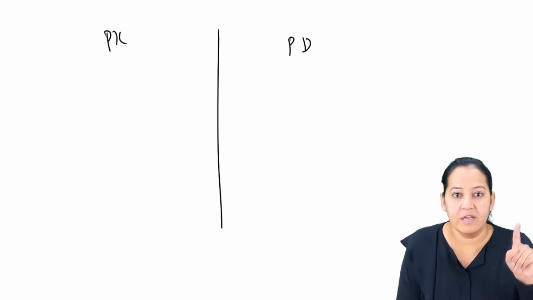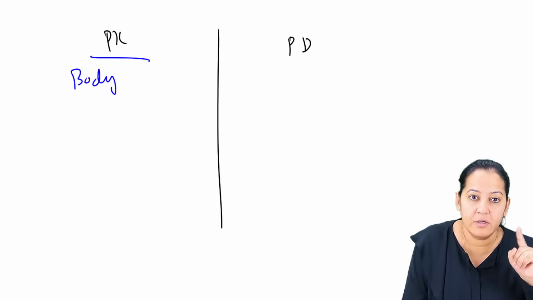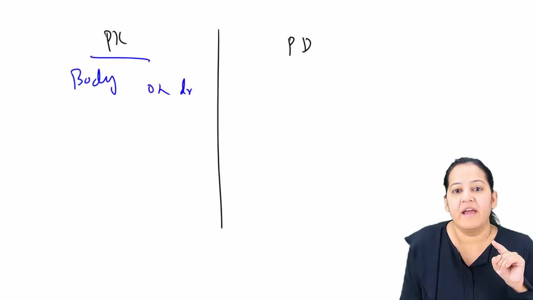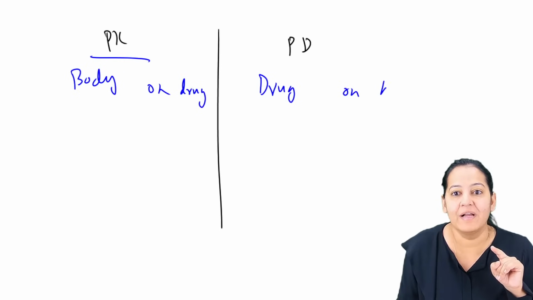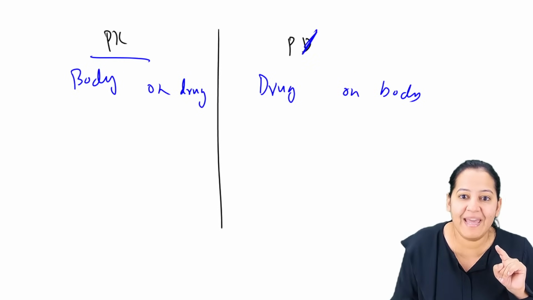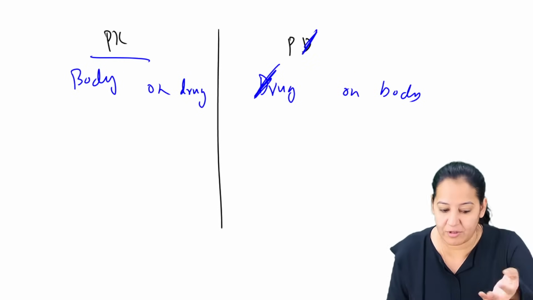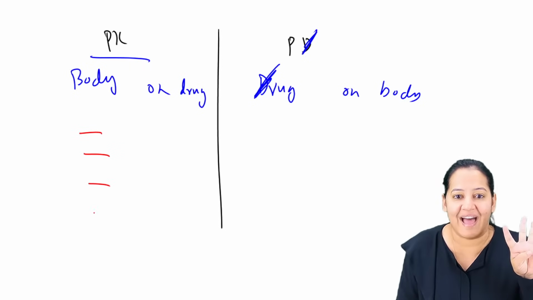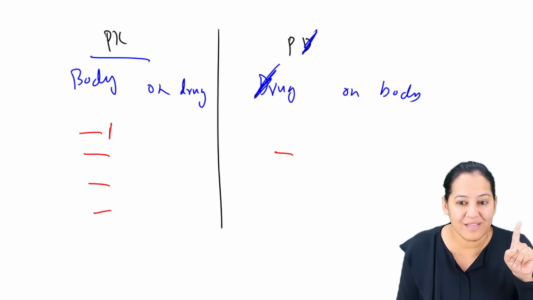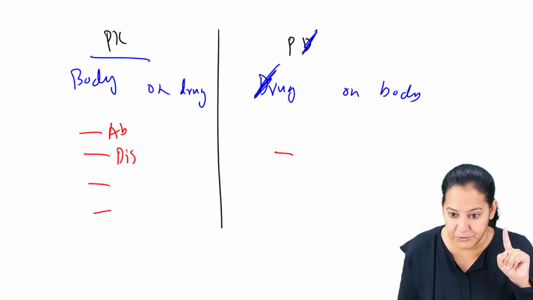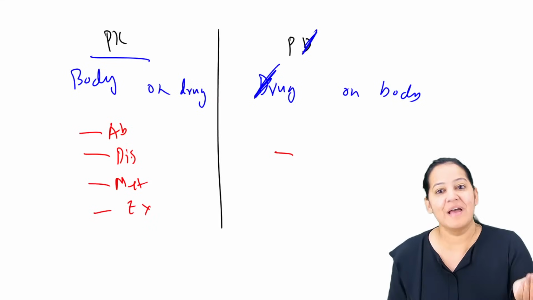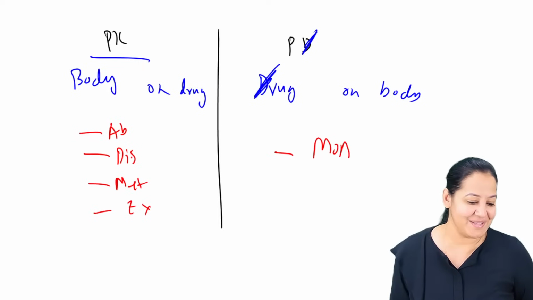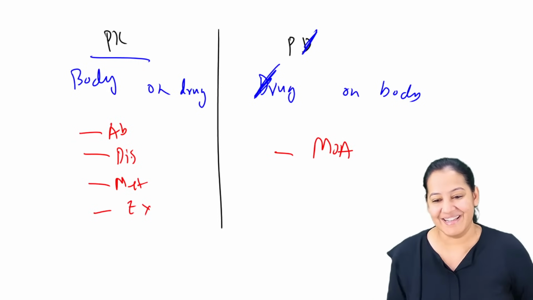I guess everyone got it. This is what the body does on the drug, and this is what the drug does on the body. How to learn that? D for D, learn. PD is for drug, what the drug is doing on the body. Here there are four things, here only one thing. What are the four things here? Absorption, distribution, metabolism and excretion. They happen in a sequence. But PD, only one thing, mechanism of action. So this is the basic.